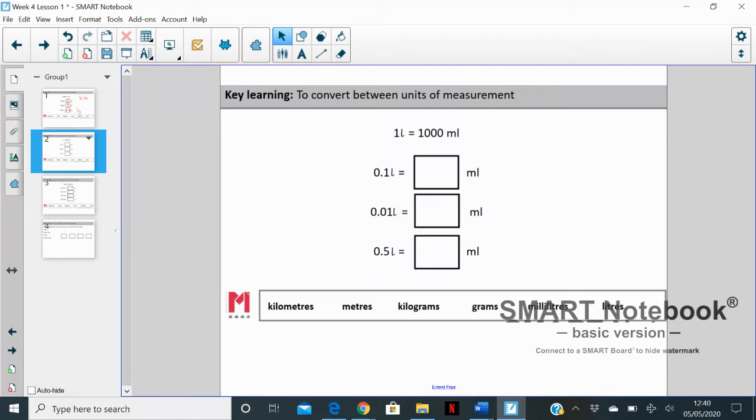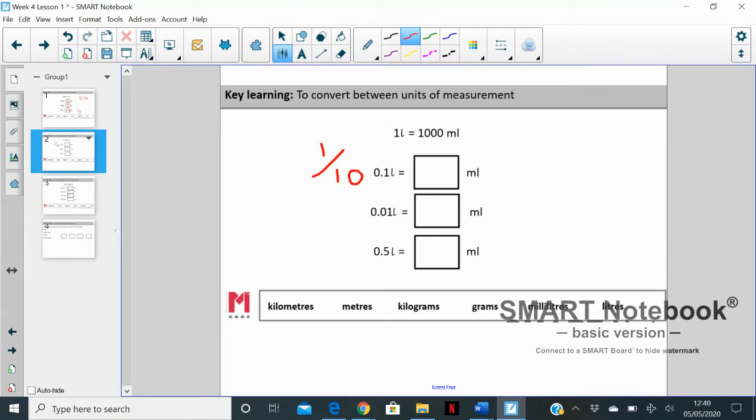Now here it's asking us to convert, but it's given us a decimal of a litre. Now I want us to think about what those decimals are and use our knowledge of fractions to see if we can work out how many millilitres we have. So it asks us to find 0.1 litres. Now I know that 0.1 is the same as 1/10.